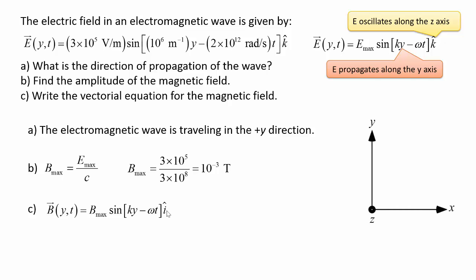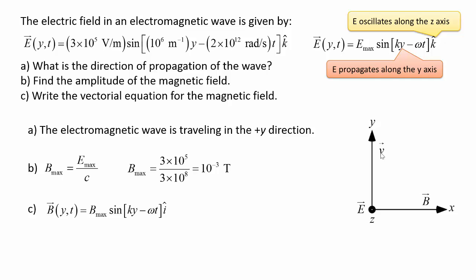So let's consider an xyz coordinate system. We know from the problem that the electric field oscillates along the z-axis. The z-axis is coming out of the page. We also know that the electromagnetic wave travels in the positive y direction, so the velocity is in the positive y direction. And we also know that the direction of the electromagnetic wave is given by a vector that has the same orientation as the cross product between the electric and magnetic field.